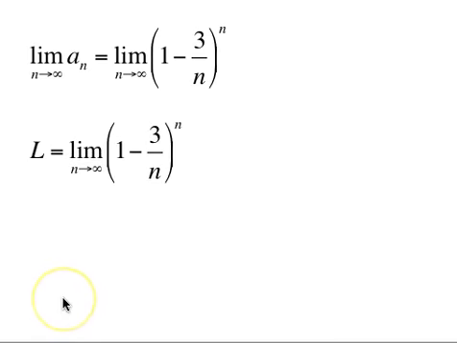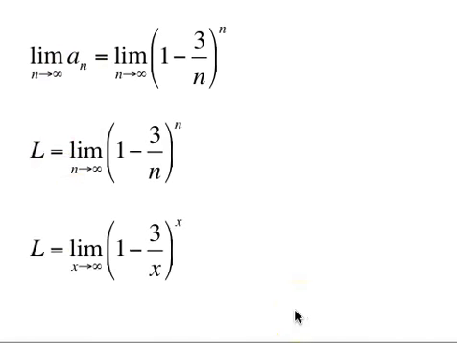I want to call it L. So the limit as n goes to infinity of a sub n, I'm just going to substitute L to make it a little easier for me to work with. I'm also going to change the n's to x's, and let me explain why.